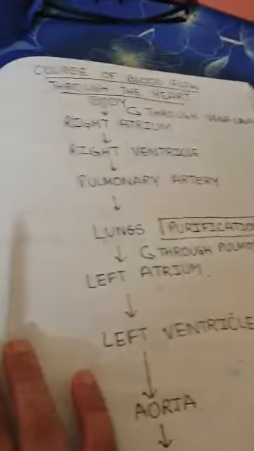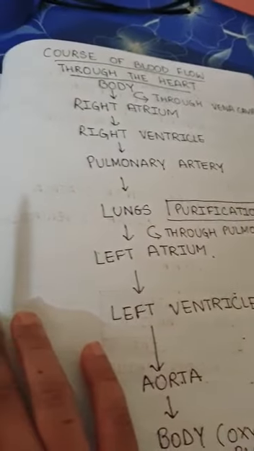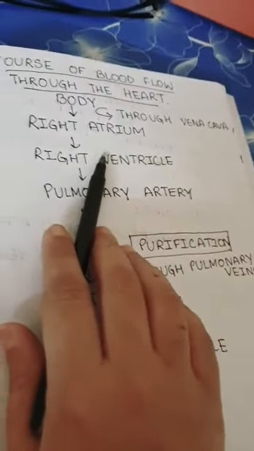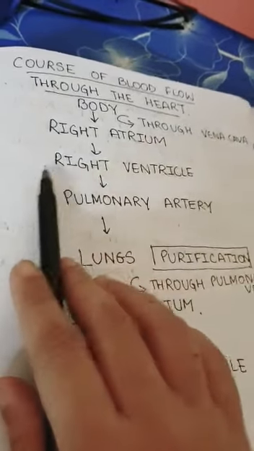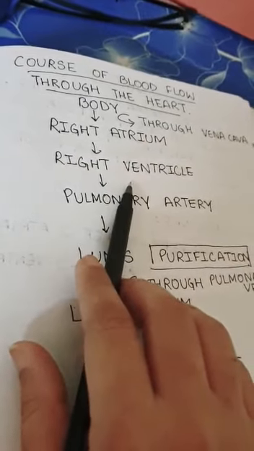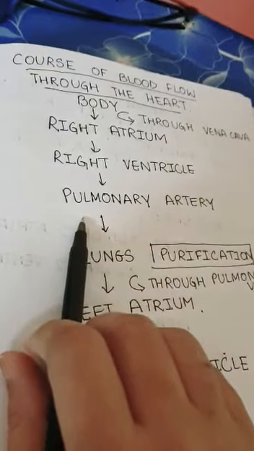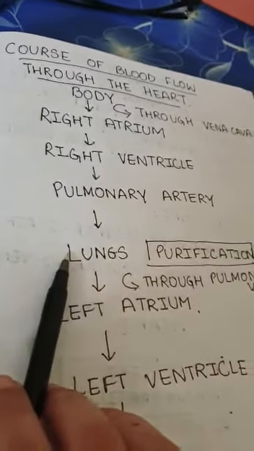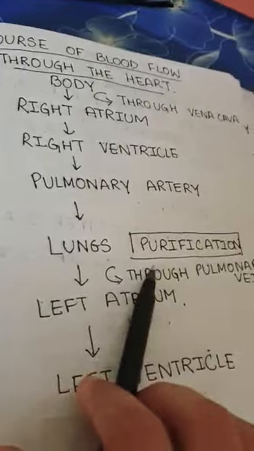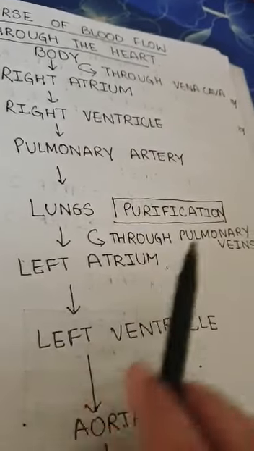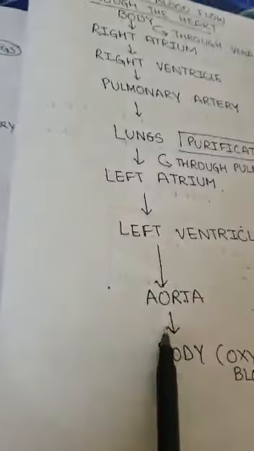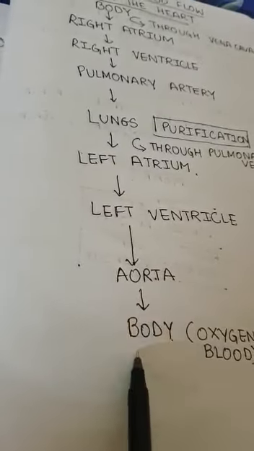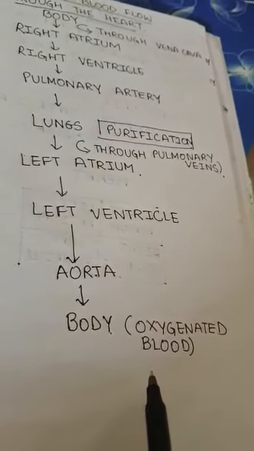Now let us see the course of blood flow through the heart. As I already said, the right atrium receives the deoxygenated blood from the body through the vena cava and transmits it to the right ventricle. Now from the pulmonary artery, the deoxygenated blood goes to the lungs, gets purified, reaches the left atrium through the pulmonary veins, then to the left ventricle, and then through the aorta the whole body gets the supply of the oxygenated blood.